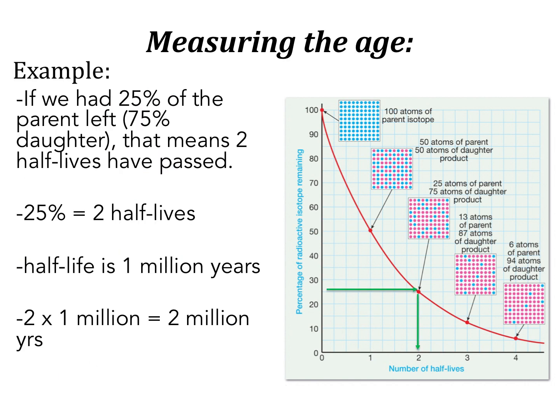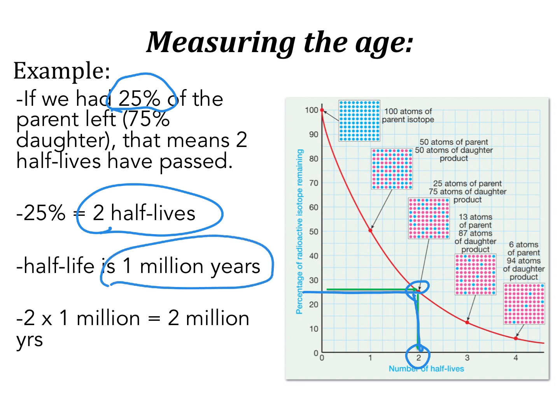So another example, let's say we measure the amount of parent in the rock and we find there's only 25%. So we can use our graph again to find that 25% means that we have gone through 2 half-lives. So 2 half-lives have passed. If this is the same isotope that we were looking at in our previous example, we know the half-life is 1 million years. So 2 half-lives times 1 million years gives us an age of 2 million years for this rock.